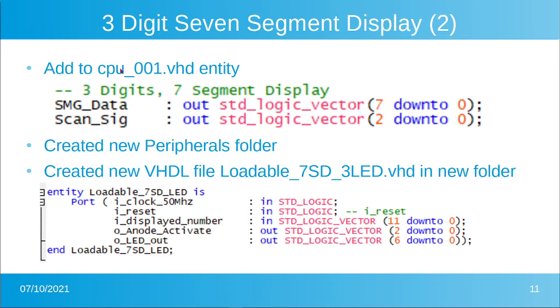Those added to the CPU entity, those items, and then created a peripherals folder to put this in. I'm going to start loading all of the peripherals we have into that peripherals folder and keep the clutter down in the CPU folder. And it's not really part of the CPU, it's part of the board specific file. I could almost call it BSP, board support package, or some other thing, but I did name it peripherals. And created a new VHDL loadable file name is loadable underscore 7-segment display underscore 3led.vhd.